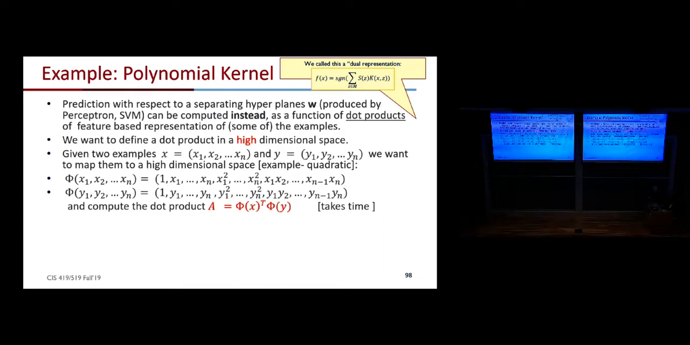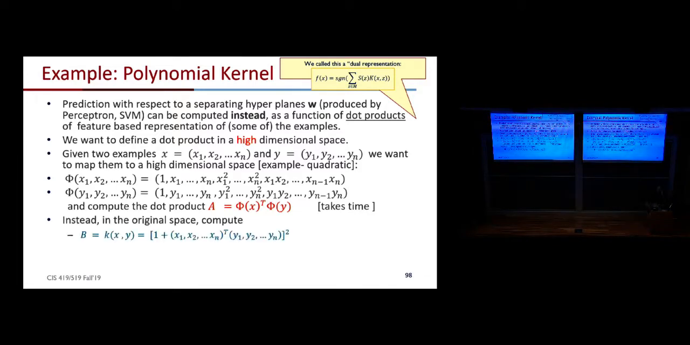Okay? And my goal is, of course, to compute the dot product, because as I said above there, in order to compute the prediction at x, I should be able to compute the dot product of x with other previously seen examples. So what I need to do now is compute this A, phi of x transpose dot product with phi of y. And of course, this is going to take time that is a function of this n-square dimensionality that I now have.